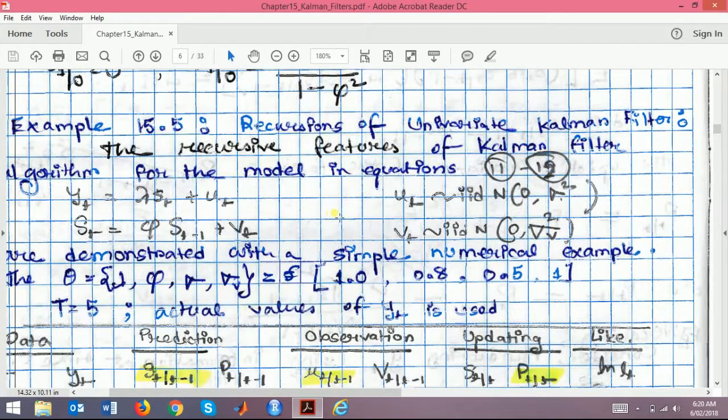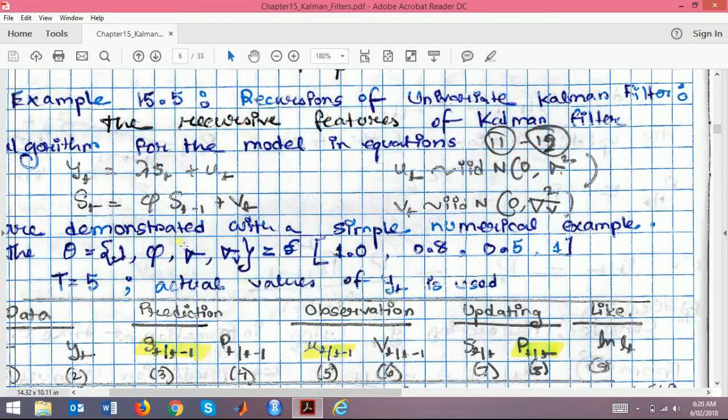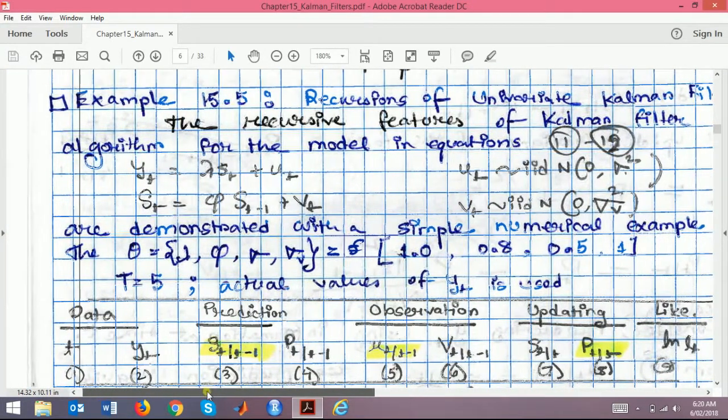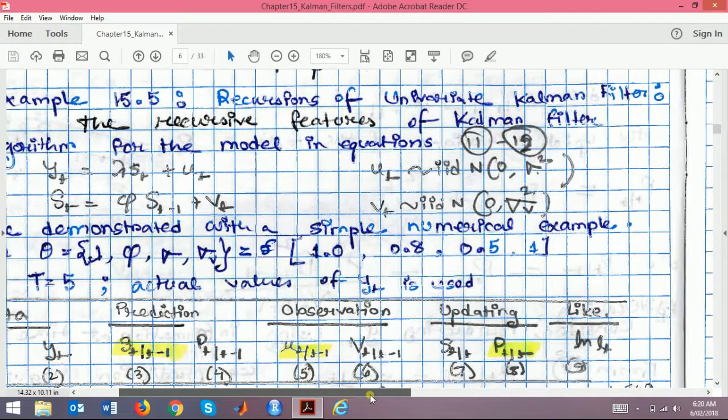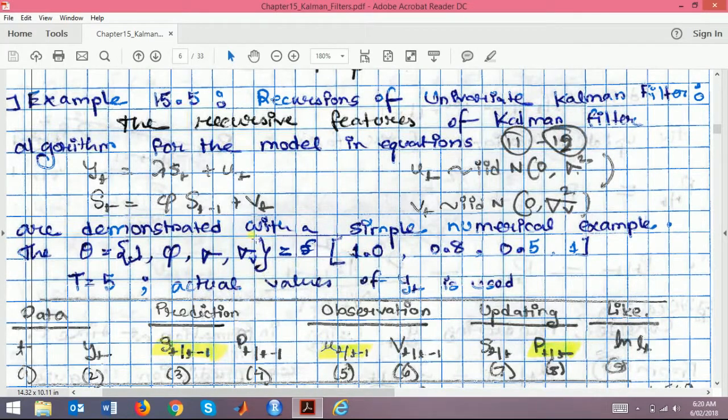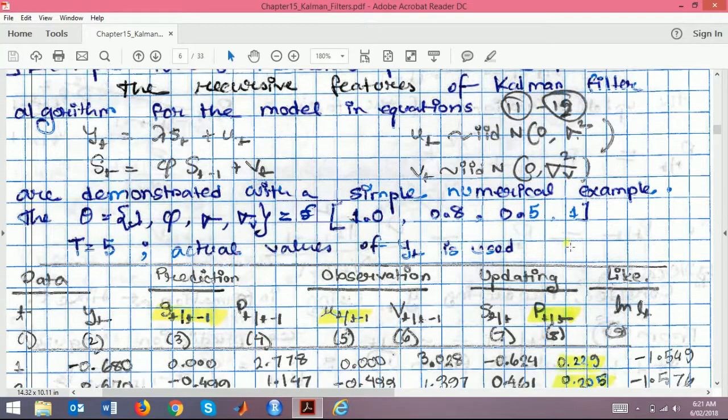So let's see an example. Recursion of a univariate Kalman filter. The recursive feature of the Kalman filter algorithm for the model in the equation is y equals lambda St plus ut, St is equal to phi St minus 1 plus vt. As we know, both residuals are IID, both are normal, imposing normality on y and s. So, demonstrated with a simple numerical example, the theta parameters are lambda, phi, sigma square, and we are assuming these are the parameters.